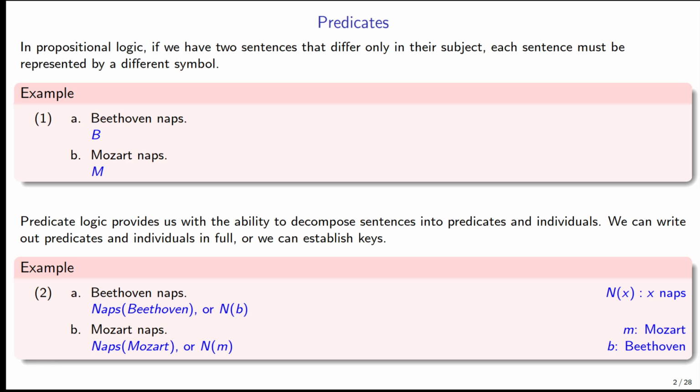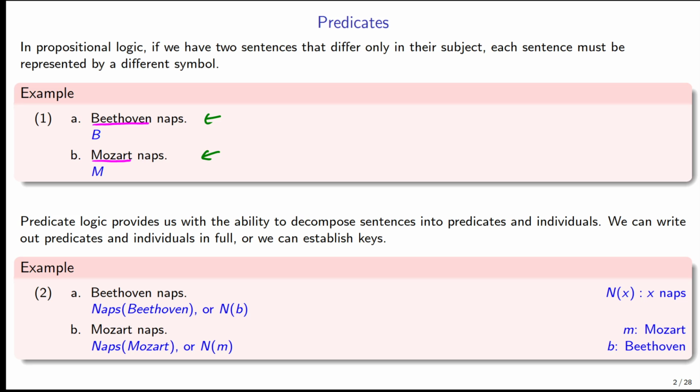So to demonstrate this, imagine in propositional logic that we had two sentences that differed only in their subject. So example 1, Beethoven naps, Mozart naps. We have to give each of these different letters because they represent different propositions. So we could call B, Beethoven naps, M, Mozart naps. But linguistically, the only difference between these two sentences is a difference in subject. The verb is the same, so you can imagine that in our translation, we should have at least some similarity into whatever logic system we're using.